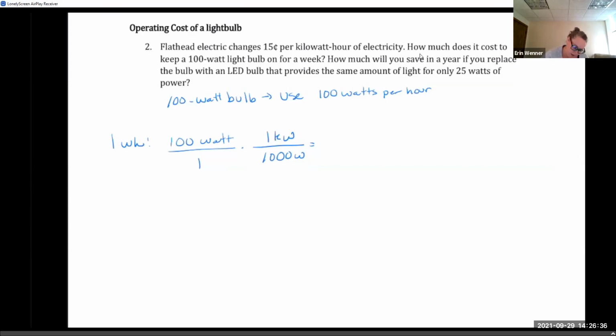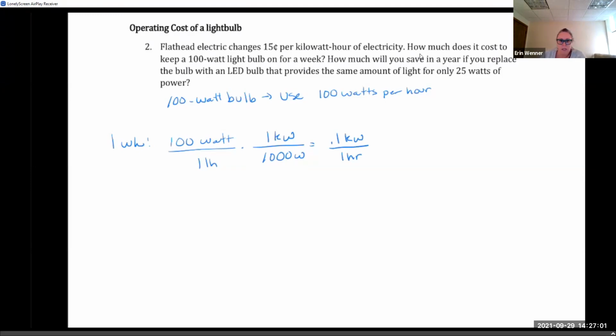So that's going to give us, what is that? 100 over 1,000. 0.1 kilowatts in 1 hour, right? That's what we're using in our little thing. Okay, so how much power is that for a week?